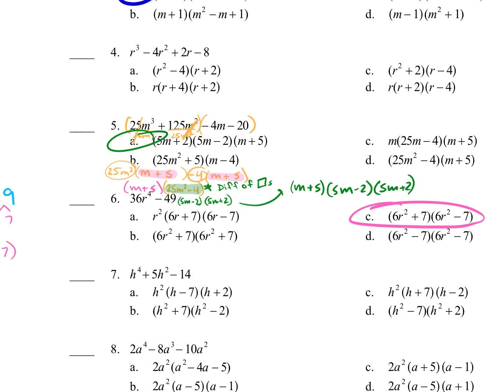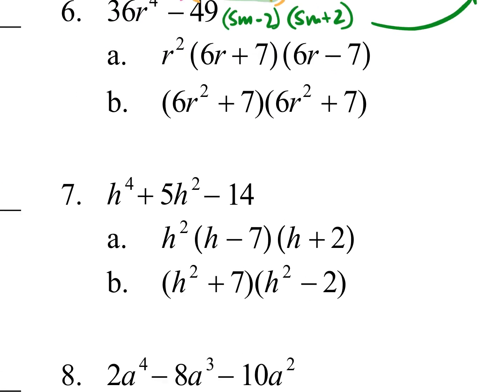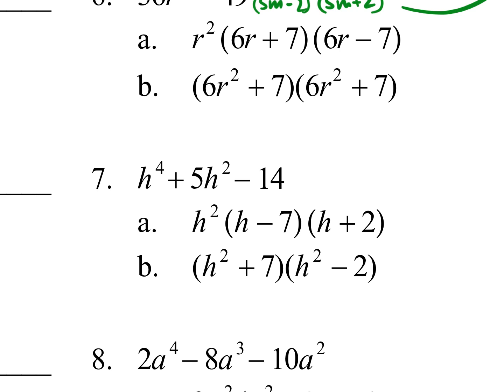All right, looking at number 7. We have h to the 4th power plus 5h squared minus 14. Do we have a GCF that we can take out here? No, we don't. The 14 doesn't have any h's, so we can't take out a GCF. So we want to just factor this normally.